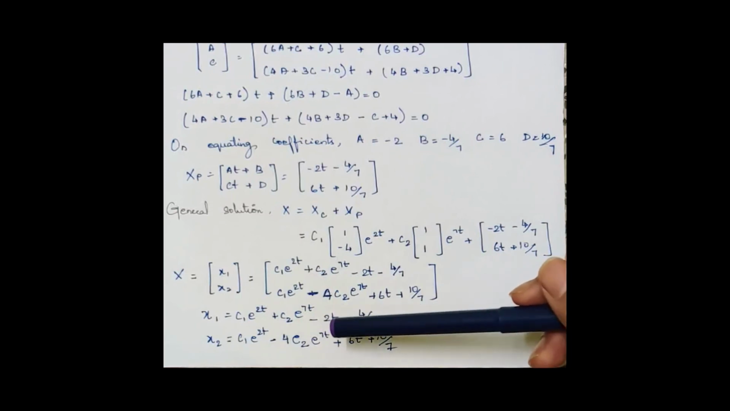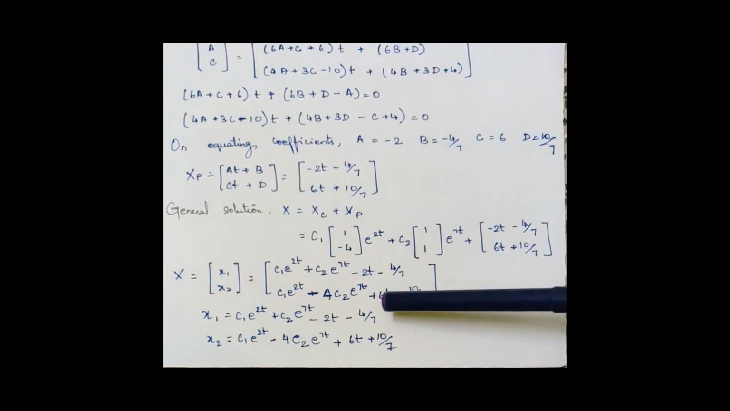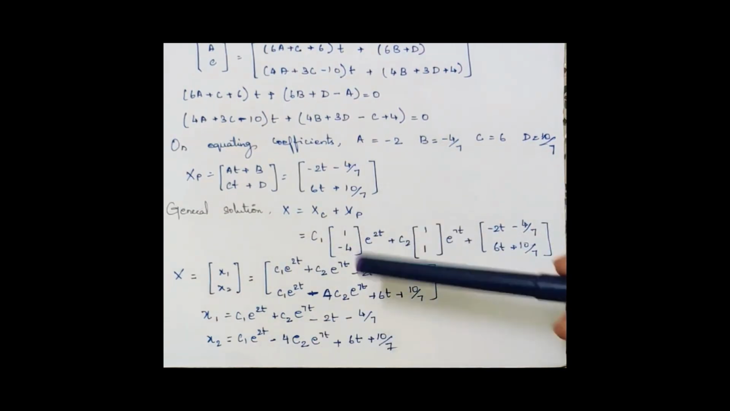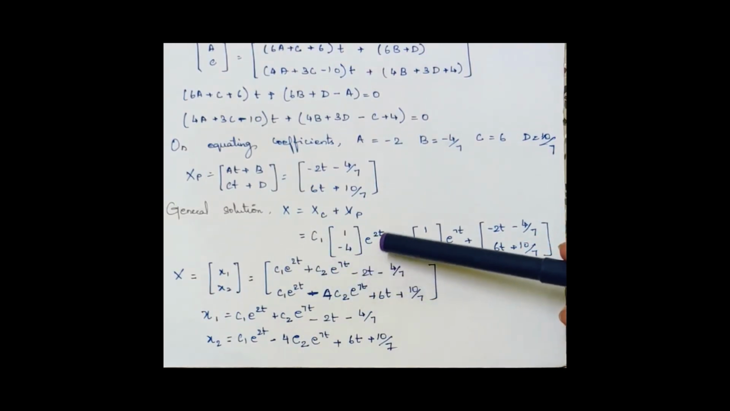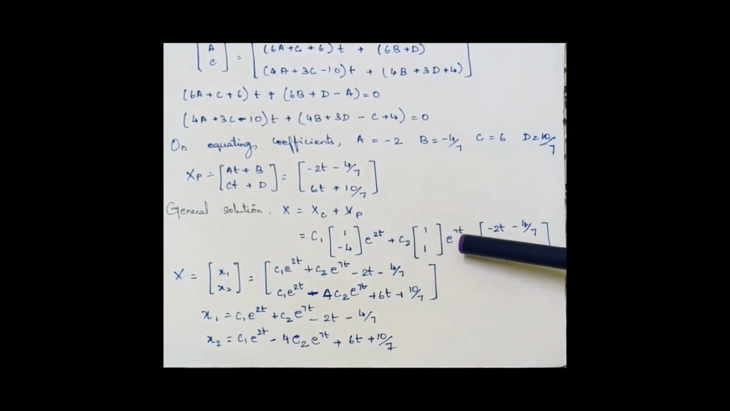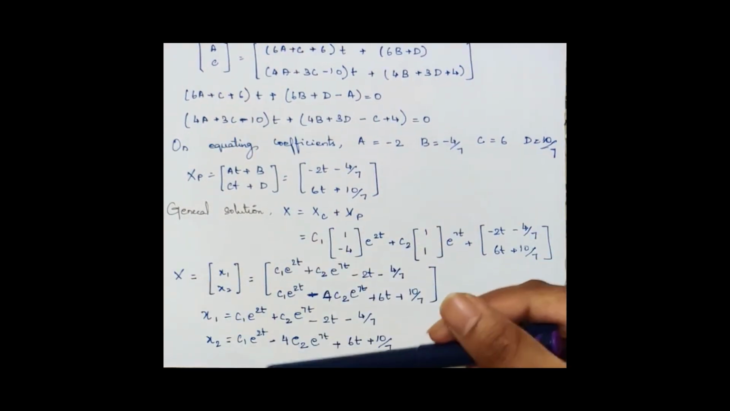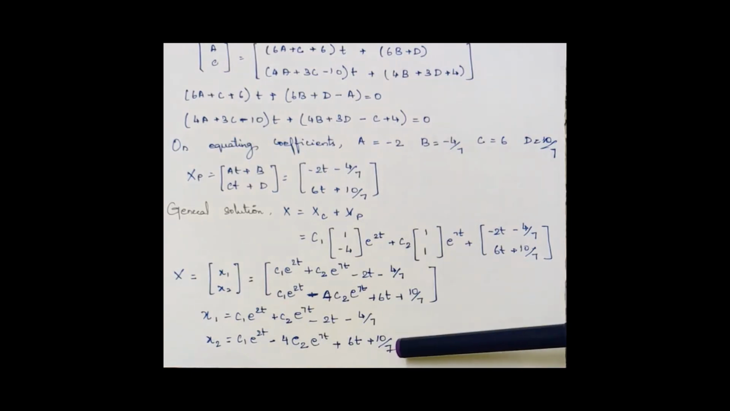C1 e to the power of 2t plus C2 e to the power of 7t, then you have minus 2t minus 4 by 7. The next equation is C1 e to the power of 2t plus C2 e to the power of 7t plus 6t plus 10 by 7. Sorry, there's a mistake. It is minus 4c1 e to the power of 2t plus c2 e to the power of 7t, and then you have your particular integral. So these are your solutions.